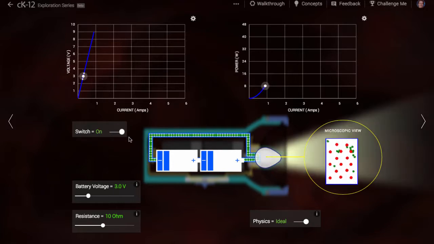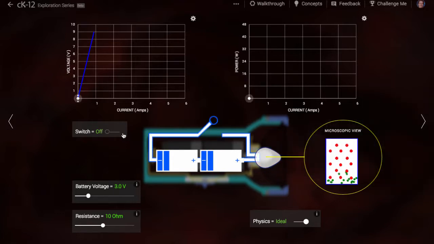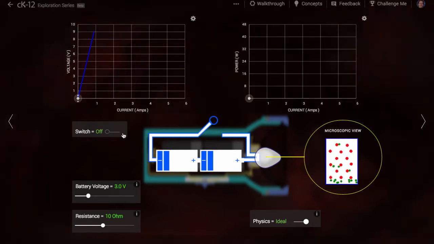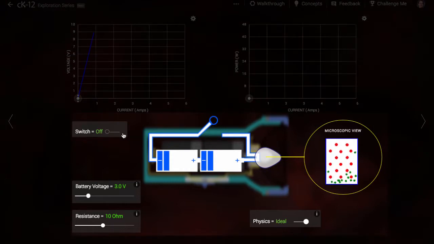The filament is just a very thin, narrow wire. Longer, thinner wires have more electrical resistance. Filaments made of different materials also have different resistivity. When we adjust the resistance slider, we see the microscopic view change.